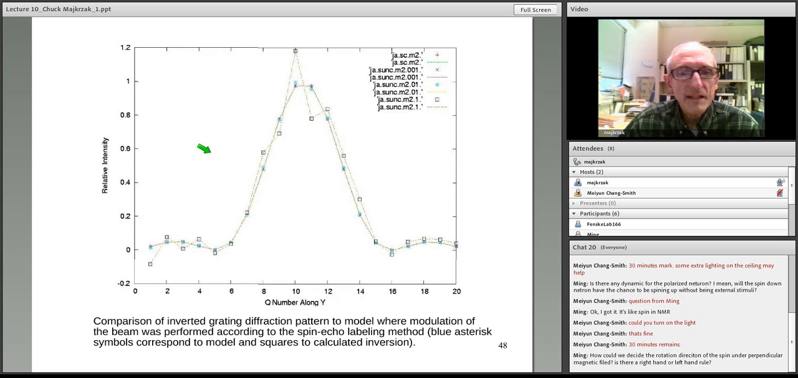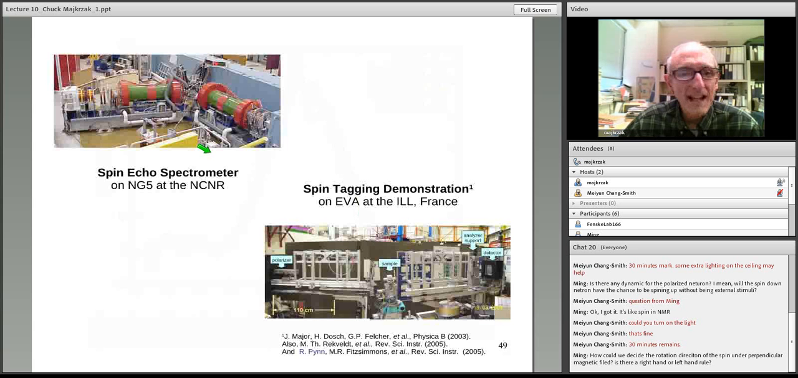Okay, so I think you see how this works, and these machines in real life are very large devices. These are primarily used for measuring energy transfers in systems that Professor Richter talked about in the preceding lecture. But here is one that's used for tagging angle on the EVA reflectometer at ILL. This is work by Janos Major and Helmut Tosh and John Felcher and Theo Reckfeldt, also Roger Pynn and Mike Fitzsimmons. So I think, oh, I'm sorry, Ming, I see you have a question.